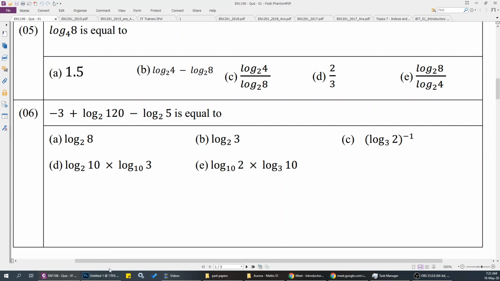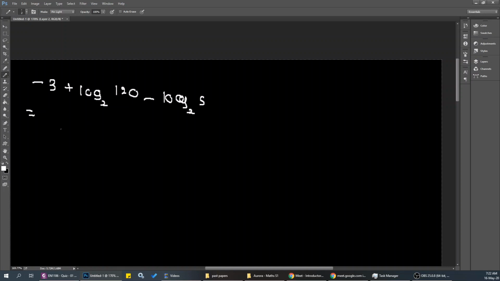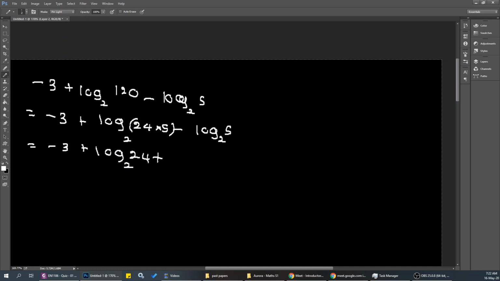I'm going to just write this in base 2. So minus 3, we write as it is, and we can write 120 in a different way. We can write 120 as how? 24 into 5. So log of 24 times 5 to the base 2 minus log of 5 to the base 2. We can expand this: log of 24 to the base 2 plus log of 5 to the base 2 minus log of 5 to the base 2. You can see that log of 5 to the base 2 cancels out here, right?